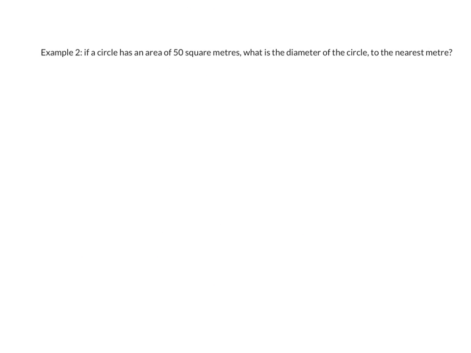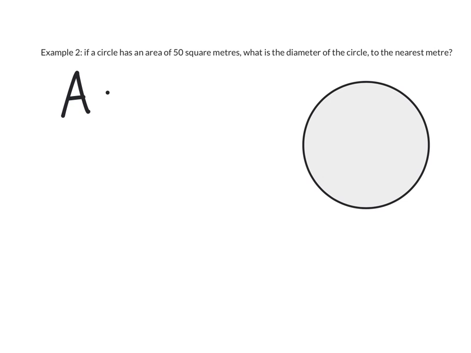So another example here, we're told that a circle has an area of 50 square metres. So we know the area is 50 square metres. What is the diameter of the circle to the nearest metre? So we're asked to find the diameter this time and to the nearest metre. So again, let's draw the circle to show what's going on. So we're told there that the area of the circle is equal to 50 metres squared. So we have our A equals 50.